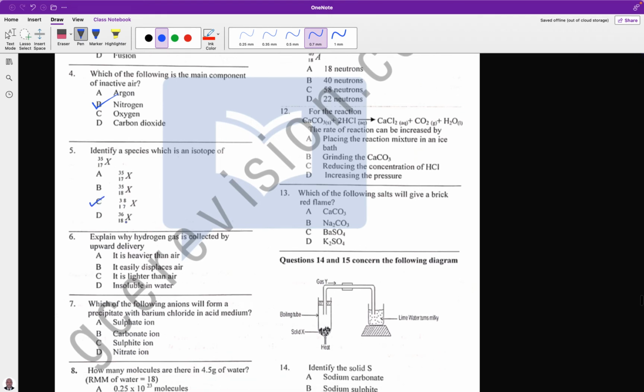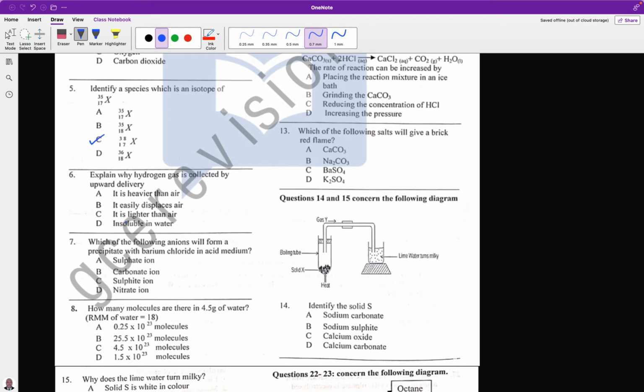Number 6. Explain why hydrogen gas is collected by upward delivery. Upward delivery means the gas is lighter. It is collected by downward displacement of air, because the air will displace the hydrogen upward. Hydrogen is less dense. Any gas that is collected by upward delivery is less dense, or lighter. For that purpose, the air will displace it, and because it is lighter, it will be collected by upward delivery.